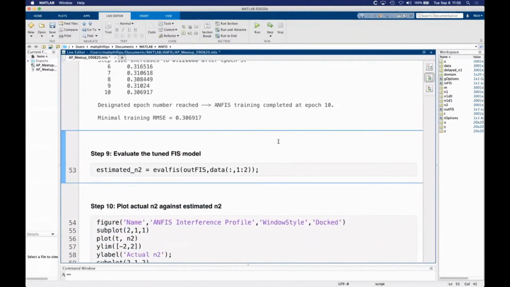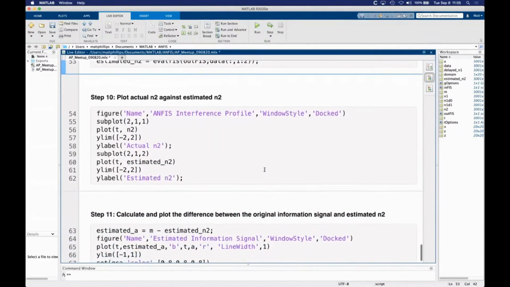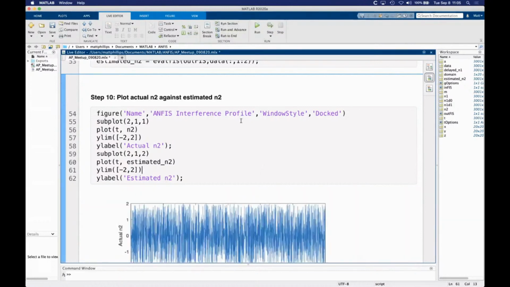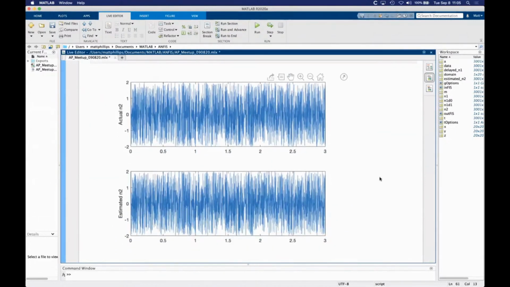Now we're going to evaluate the model that we've just trained. And what we can do now is plot the actual value of N2, which was our background noise, and that nonlinear component that we defined earlier. Plot those together so we can see the actual against the estimated. So when we run this section, you'll see at first glance, it's kind of difficult. They just look like two very noisy signals, but you will see some similarities between the two.